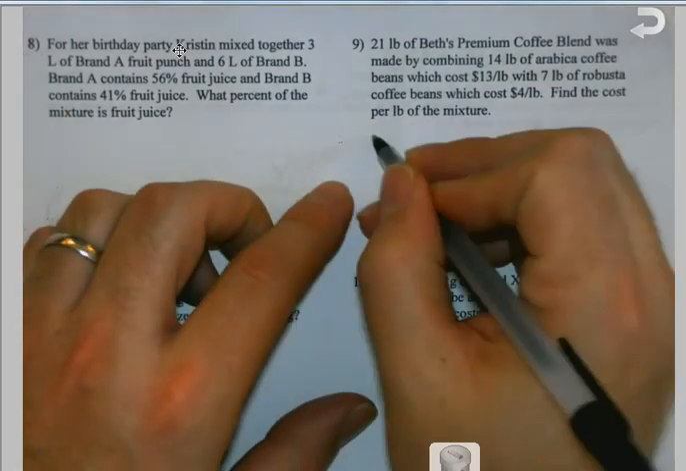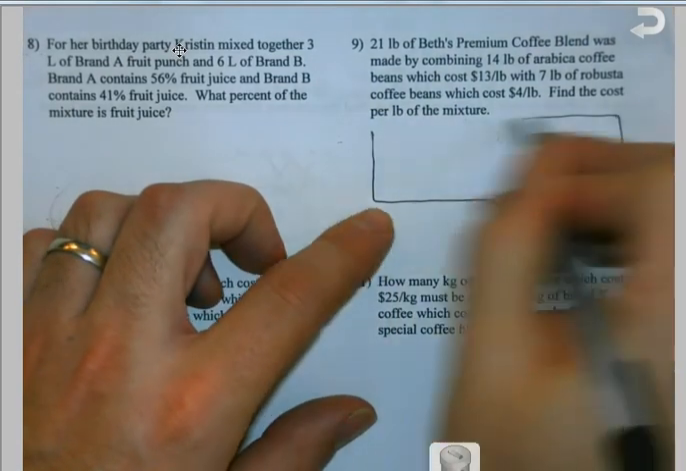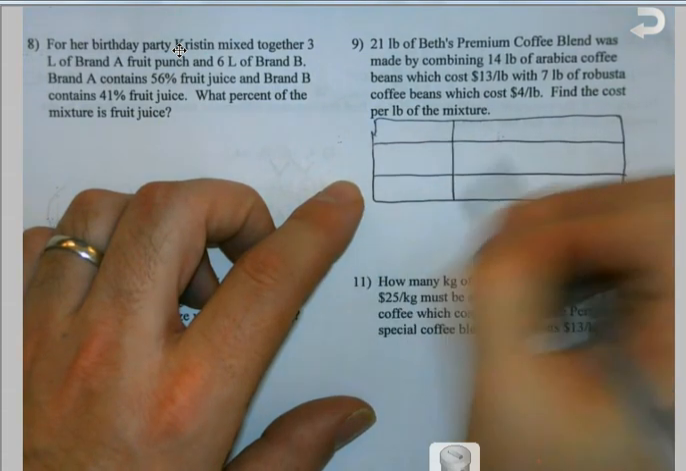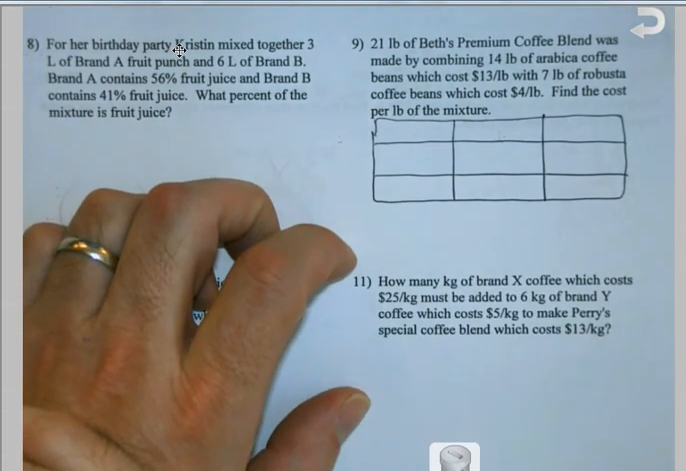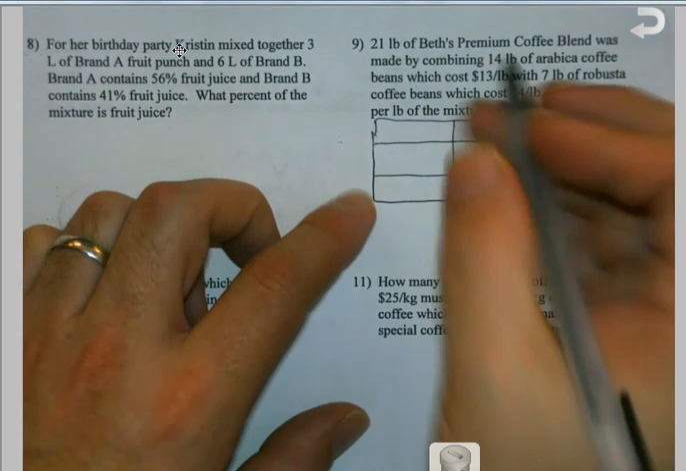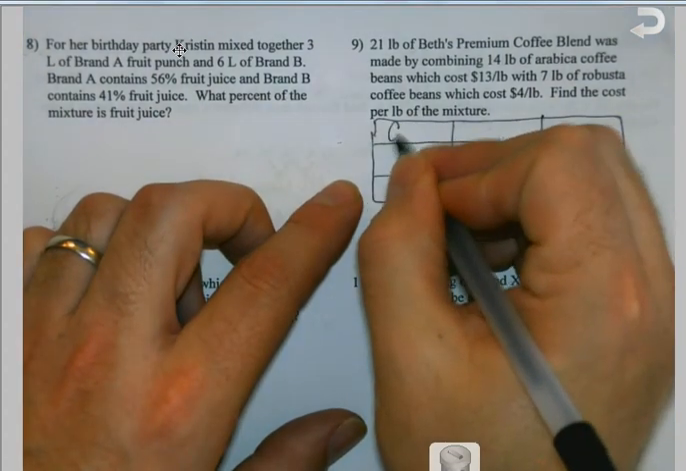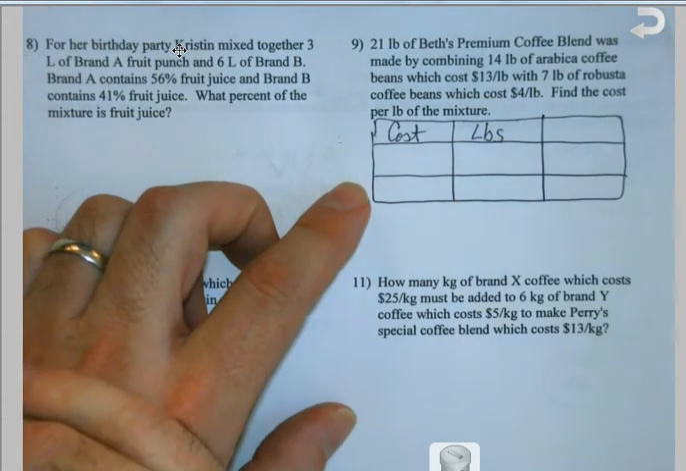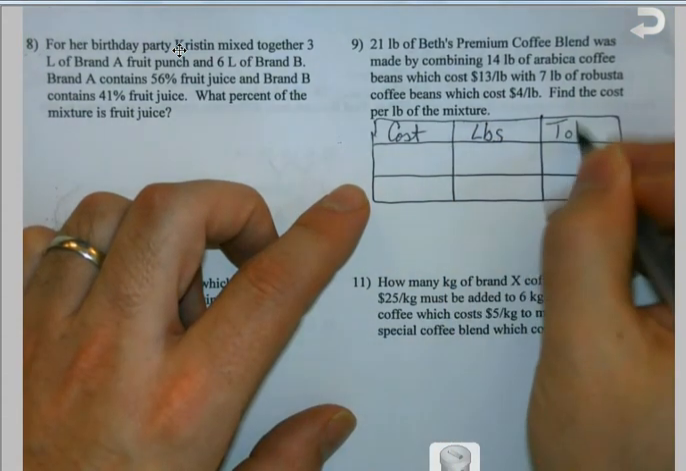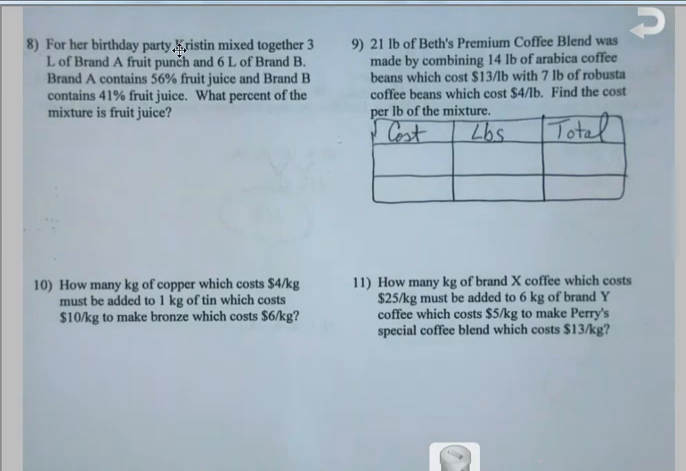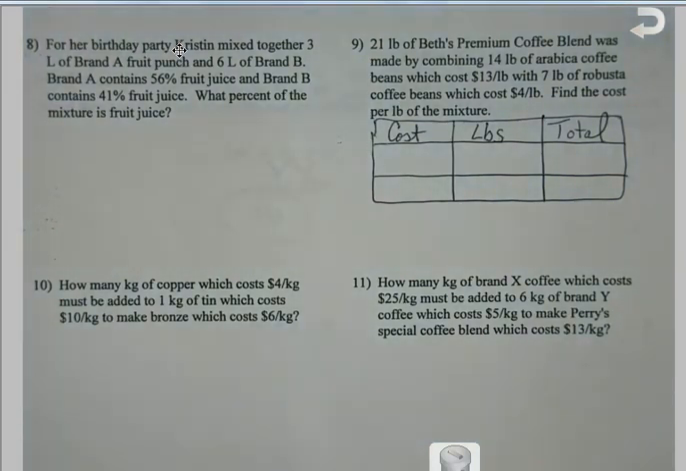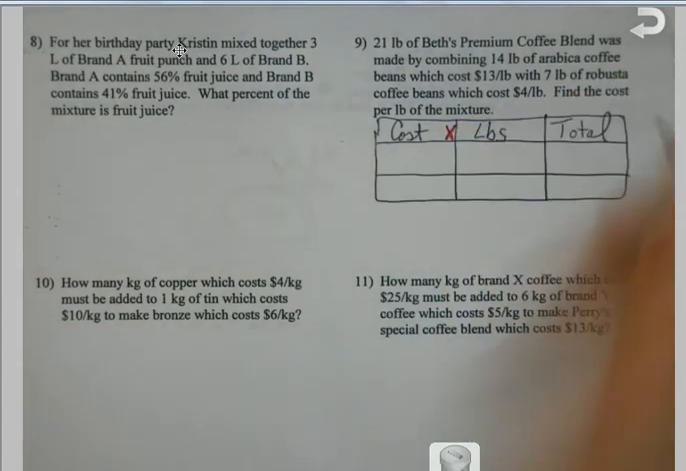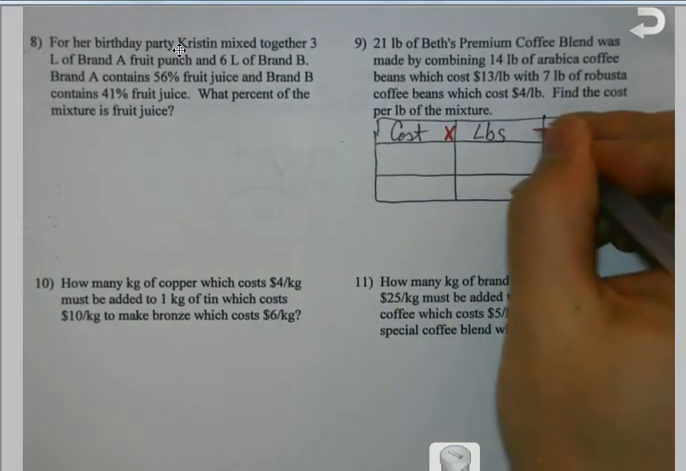Okay. Let's chart this up. All right. So here we've got our cost, which is in dollars. We have the number of pounds of each. And then we're going to have a total. And again, if you want to use different wording in there, you can. But the idea is still going to be the same. Cost times the number of pounds equals the total.